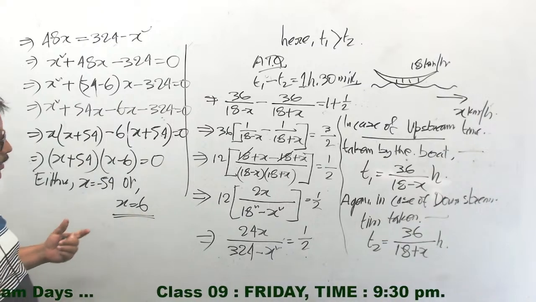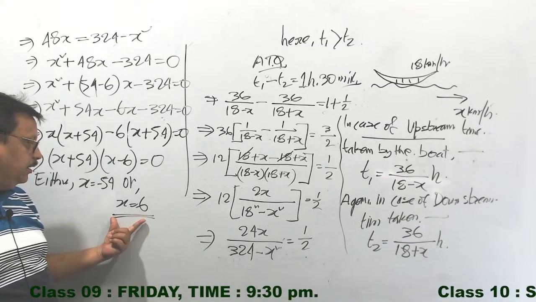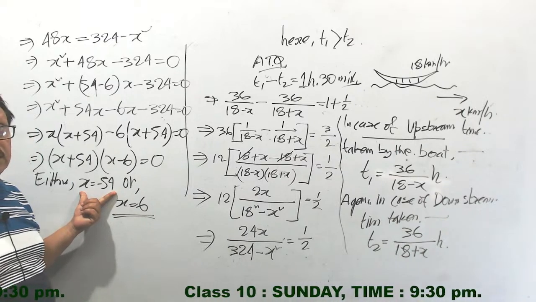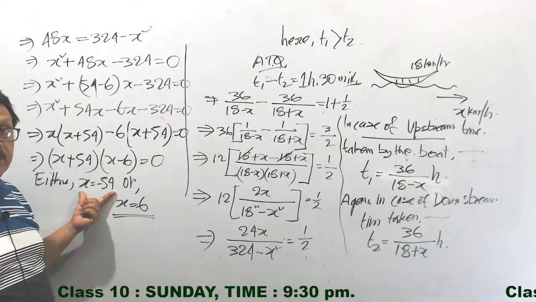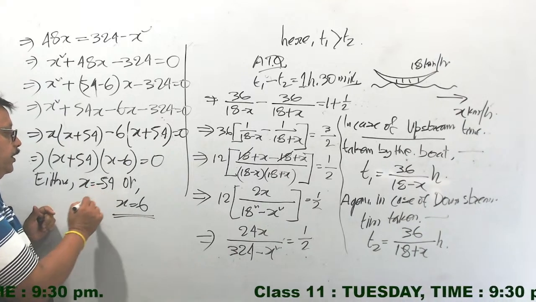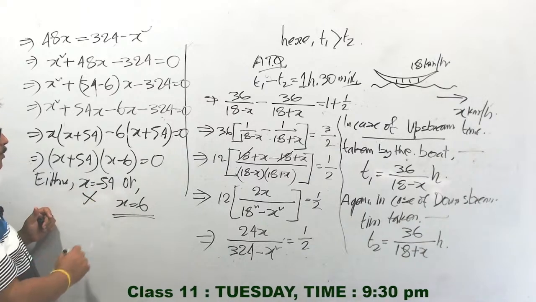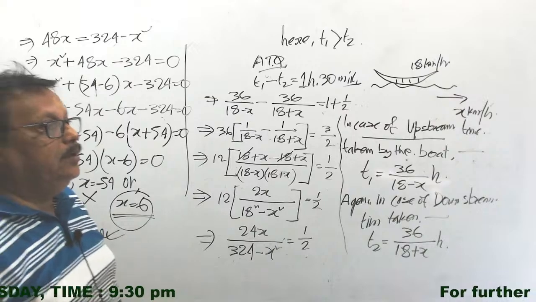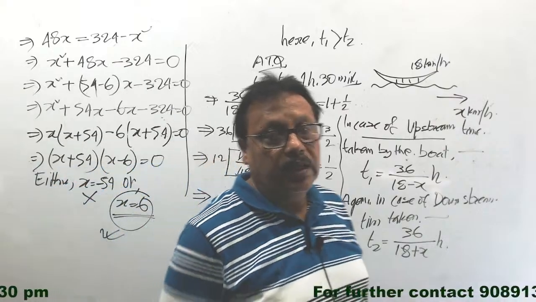Okay, but speed of the river, that means water in river, cannot be negative. So this value is not acceptable. So what will be the answer? 6 kilometer per hour. That is option C. Okay.